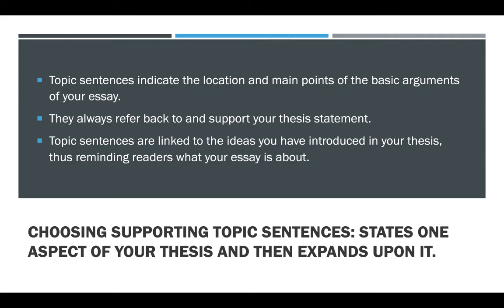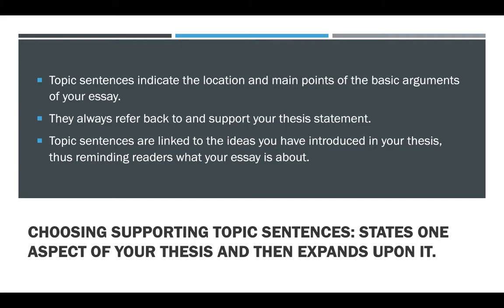So you're listing different reasons in your thesis. Each body paragraph should only cover one of those reasons, and your topic sentence should tell me which one of those reasons it is and what main points of the basic argument of your essay. So you're going to tell me which one of those main points that you have in your thesis you're going to be talking about in that paragraph.